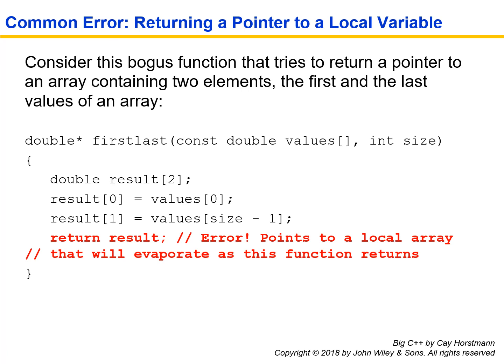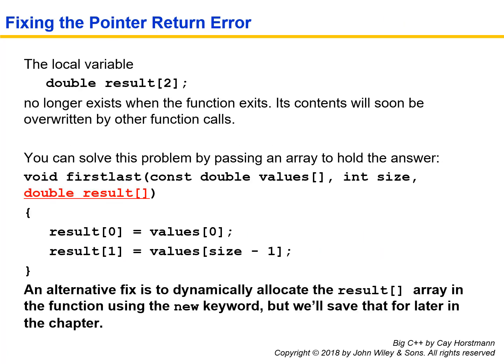It will be reused for the next function call or whatever else. So one way to do this is to pass an array to hold the answer: const double values[], int size, double result[], and then we can assign values to result, and since it was passed into the function, it still exists when the function exits. An alternative fix is to dynamically allocate the result array using the new keyword, but that gets covered later on in this chapter.